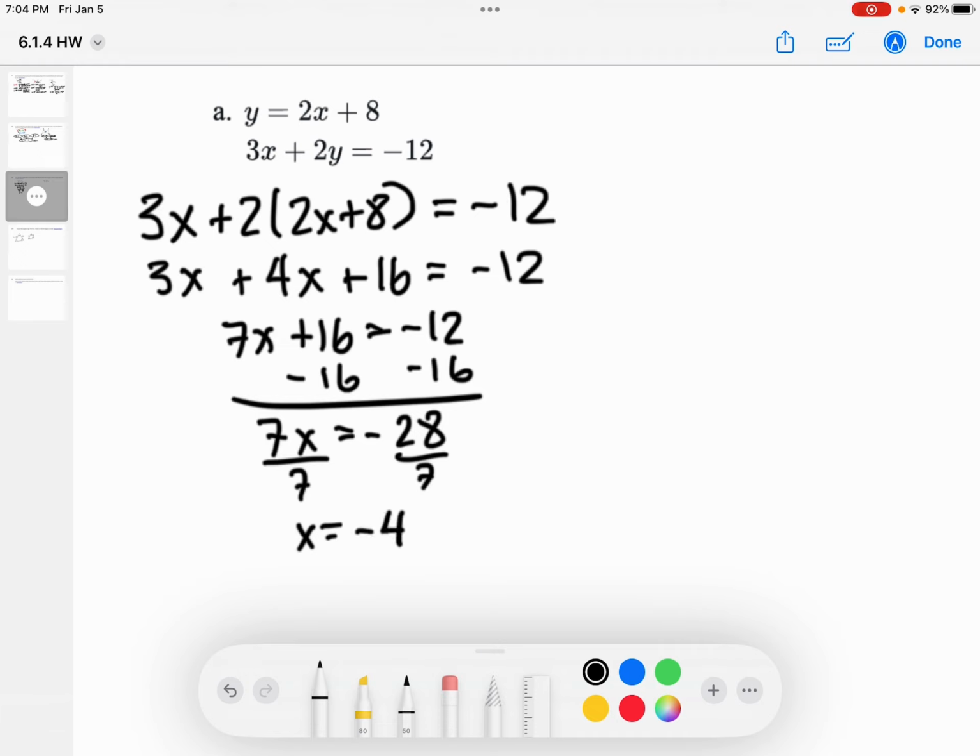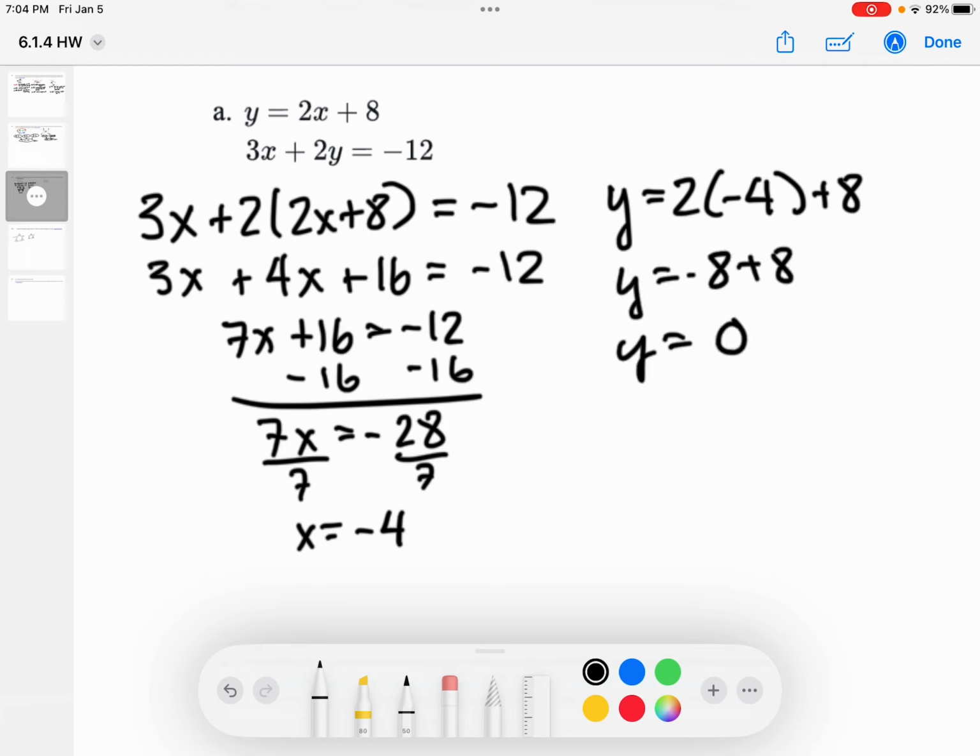Okay, and once I know the x value, I need to solve for y. So I'll substitute it into my first equation to get that y equals 2 times negative 4 plus 8. So y equals negative 8 plus 8, which is 0. So my solution is negative 4, 0.